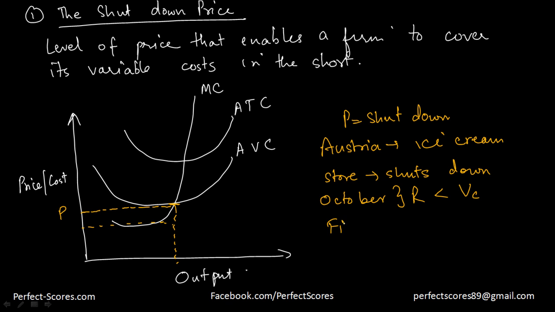Because fixed costs are something that it's going to incur all the time. If the variable costs are lesser than the revenue generated, then only it's advisable for the firm to keep on operating. However, if the variable cost becomes more than the revenue generated, then it is beneficial for the firm to shut down for that time period. So this is what we call the shutdown price.